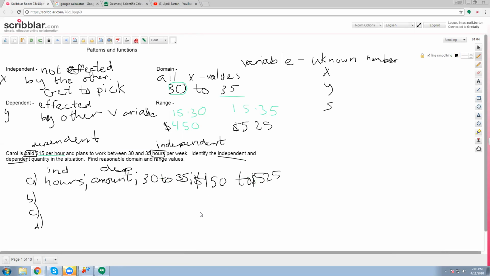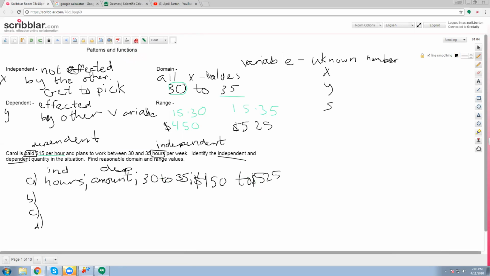So any other questions on this topic before we switch then to analyzing data? We're going on to the next section. I've listed what section it is at the top here. So if you come back, you can see, okay, this is for the patterns and functions section.